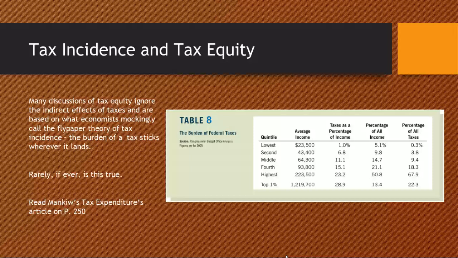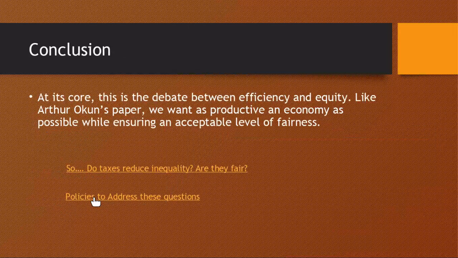A final note on this core, this is a debate between efficiency and equity. Like Arthur Okun's paper, which we mentioned earlier in our videos, we want as productive and economic as possible while ensuring and accepting fairness. And if you check out these videos here, we can see some examples of, do taxes reduce inequality? Are they fair? And also, one of the major policies we use to address these questions, typically known as the Earned Income Tax Credit.